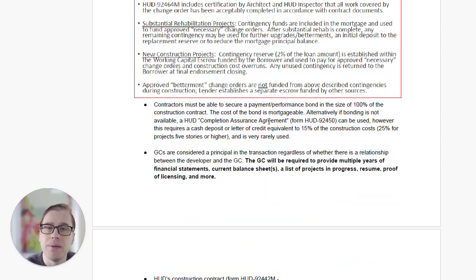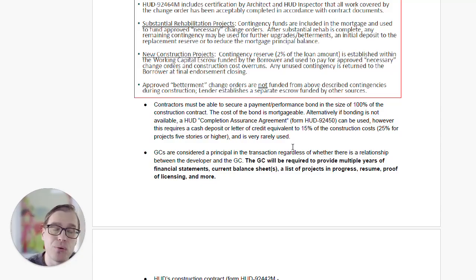Contractors must be able to secure a payment and performance bond equivalent to 100% of the construction contract. The bond will not prorate during construction, so as construction is completing, the bond still has to remain in place at 100% of the size of the construction contract. As an alternative option, HUD does allow you to post a cash deposit or letter of credit equivalent to 15% of costs or 25% for larger projects.